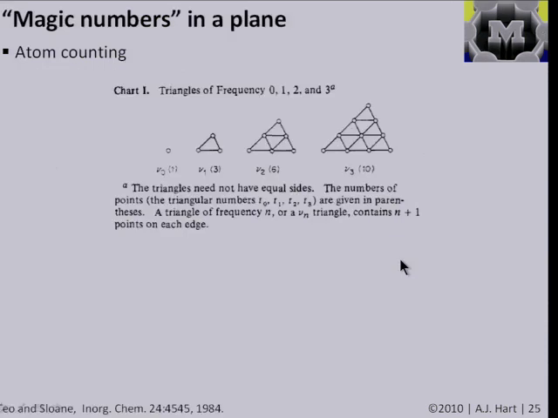But where we're going to take this fun story and start to think a bit geometrically is this idea of so-called magic numbers. And the magic number is something like 60 for carbon, where a cluster of 60 for planar carbon is special because of its stability. And this idea of magic numbers is talked about in the Teo and Sloan paper, and we'll just spend a few minutes talking about a couple of the concepts in this paper.